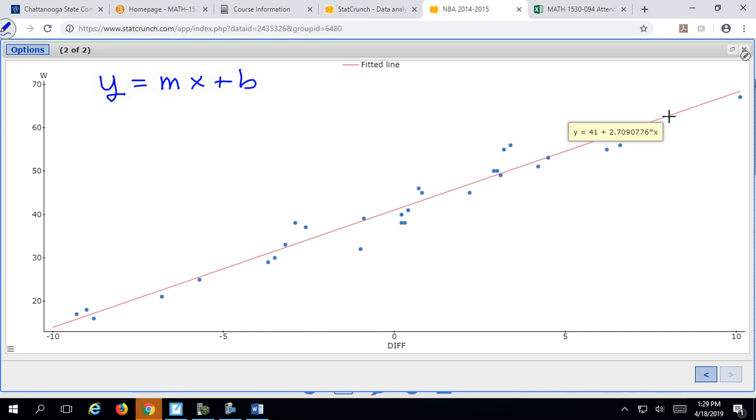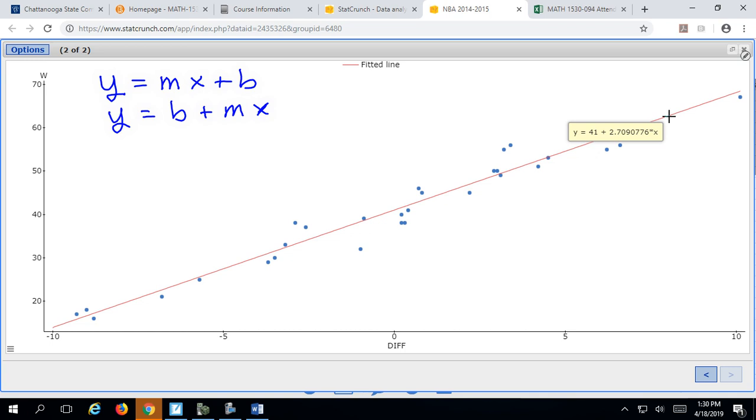The way StatCrunch writes them is it just switches the order here. It writes them as b plus mx, which is fine. You just need to understand that no matter how it's written, the coefficient of x is the slope, and the constant is the y-intercept. It doesn't really matter what order they're in, okay? So this equation is called the least squares regression equation, or the best fit line, okay?